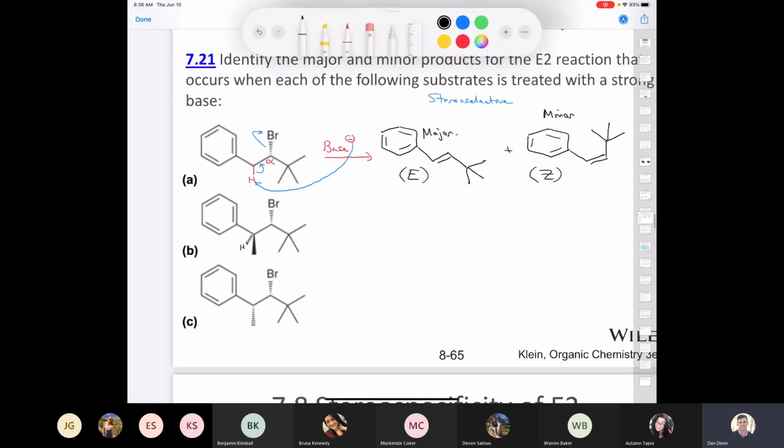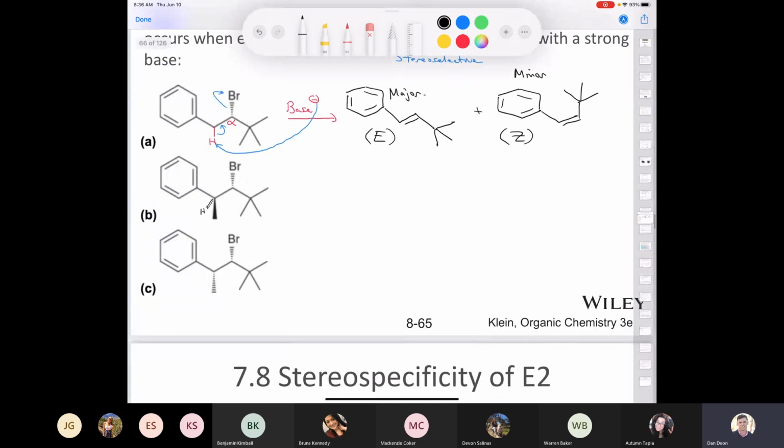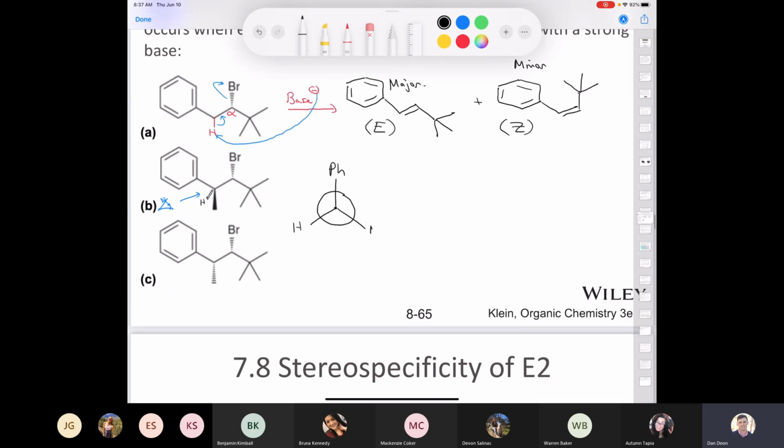So why don't we draw a Newman projection for this compound? I'm going to draw a Newman projection of what I see when I look down this carbon-carbon bond. I'm going to run out of space too. I'm going to go a little quicker, but what you would see is something like this. So you'd have the phenyl up here. I'll just write Ph for phenyl. You have the hydrogen coming down to the left. You have the methyl group coming down to the right. I'll write Me for methyl. In the bottom, you have the tert butyl group pointing straight down.